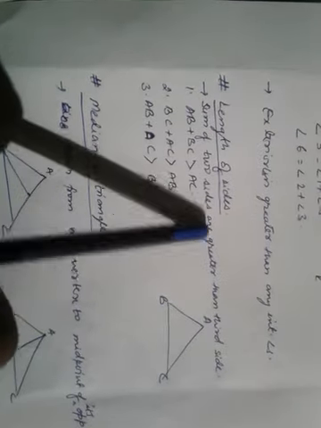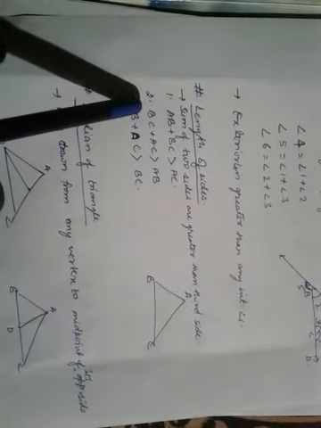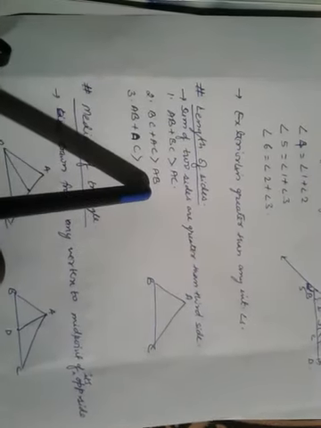Now, the length of a triangle. About the sides of a triangle, the sum of two sides is always greater than the third side. Suppose we take the sum of AB and BC, then it is greater than AC. Like this, BC plus AC is greater than AB, and AB plus AC is greater than BC.